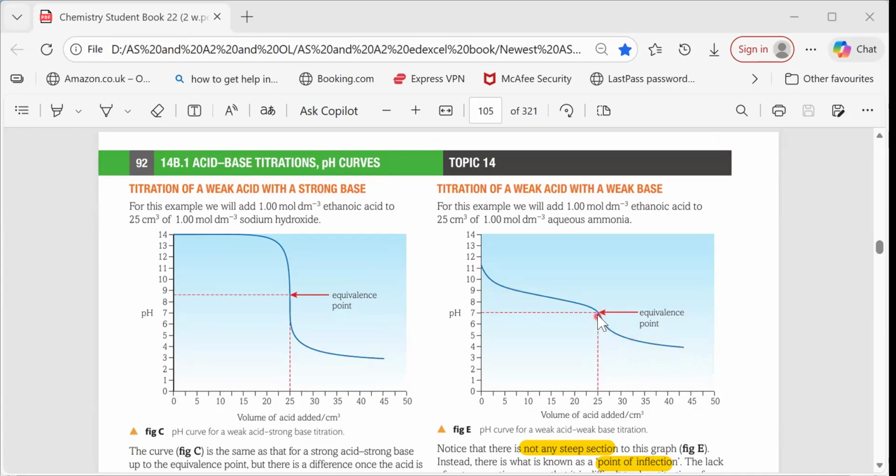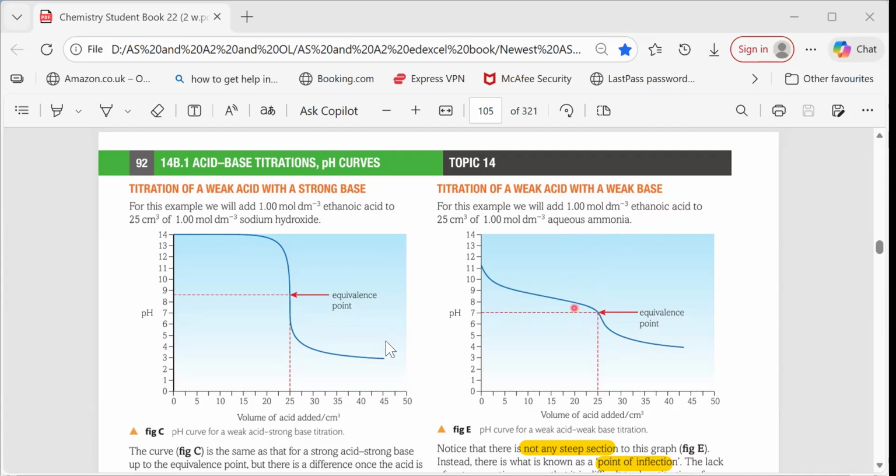And the equivalence point, because here, if we are titrating ethanoic acid with ammonia as they did here, then the salt will be neutral. The pH will be 7. It depends on the weak acid and the weak base. If the weak acid has a Ka that is equal to the Kb of the base, then the pH will be 7. It will be a neutral salt.